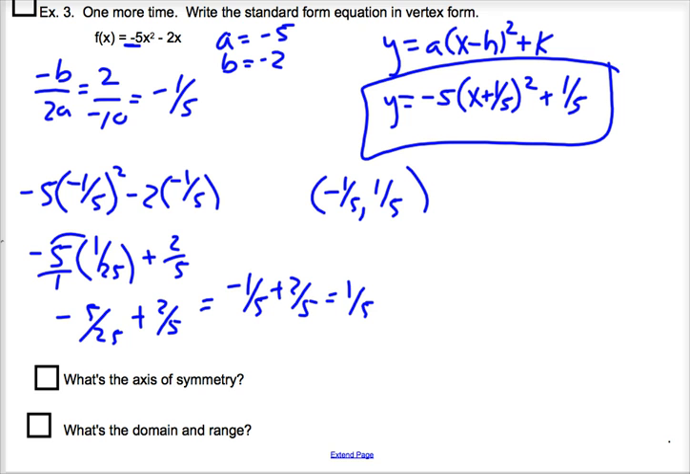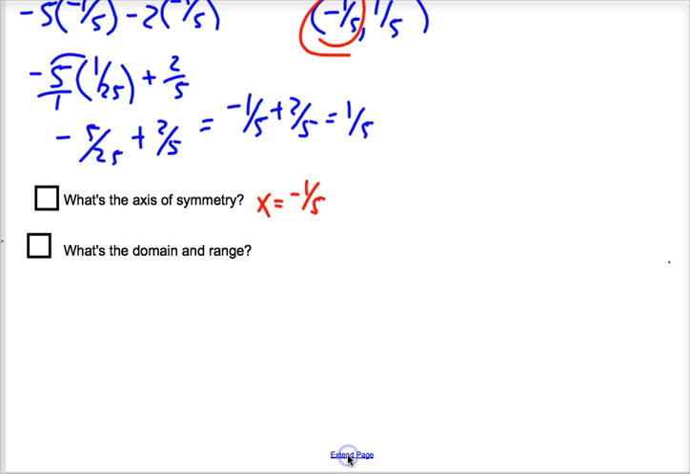What's the axis of symmetry? That goes through the x-coordinate of the vertex. So that would be x equals negative 1/5. What's the domain? All reals. What's the range? Well, this one has 1/5 as a boundary. That's right here, 1/5 is a boundary. But remember, this one has a negative in front, so it opens down. So this one actually is all reals less than or equal to 1/5. This one has a maximum of 1/5.